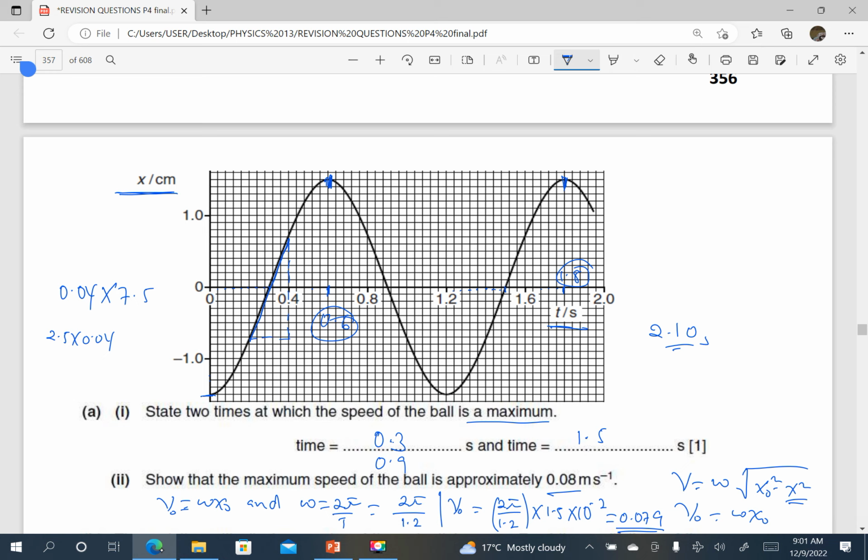You try to find the gradient of that tangent. Maybe let's try this. I'm using this point and that one. The gradient is equal to the y values. I have this as 0.7 minus negative 0.7.